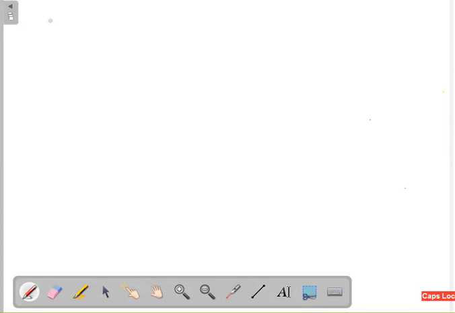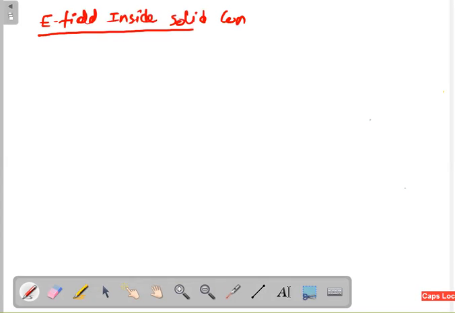Okay, next, electric field inside the solid conductor. Okay, I take some solid shape. Please remember, this is solid. Inside there will be a conductor. Inside, this is not free space. This is made of conductor. Okay, I will mention this is solid.